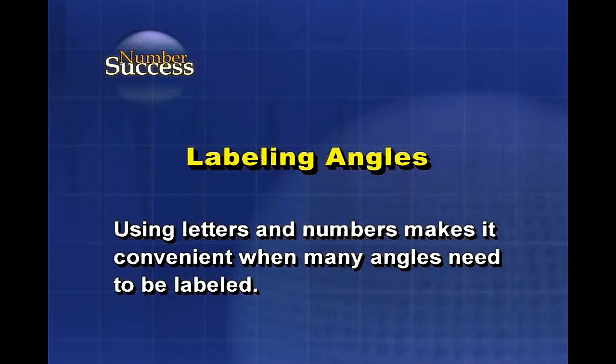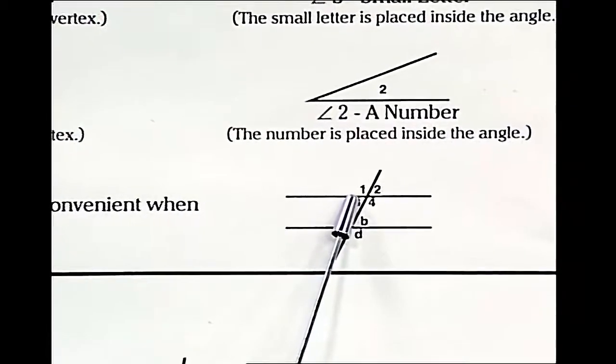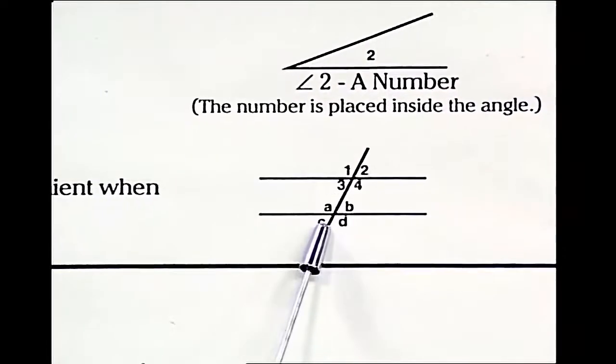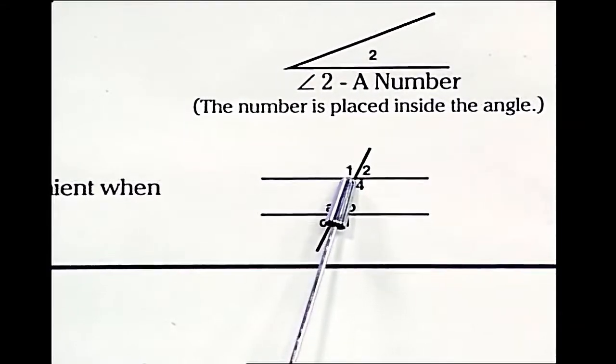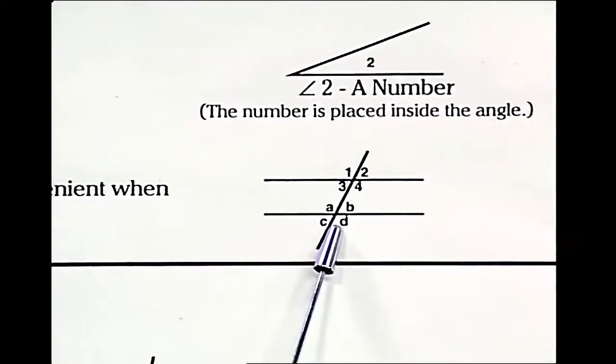Using letters and numbers makes it convenient when many angles need to be labeled. The figure at the right is denoting angles that are labeled by letters and numbers. Angle 1, angle 2, angle 3, angle 4, angle A, angle B, angle C, and angle D. Also notice that the numbers are placed inside the angle, and the small letters are also placed inside of the angle.